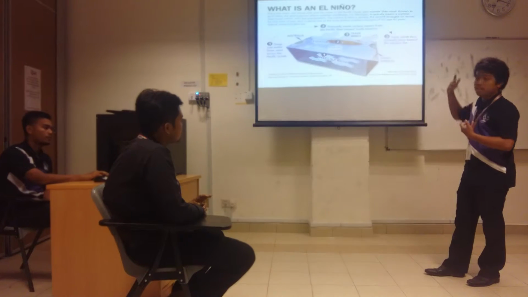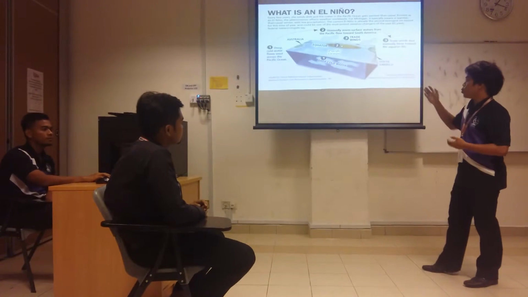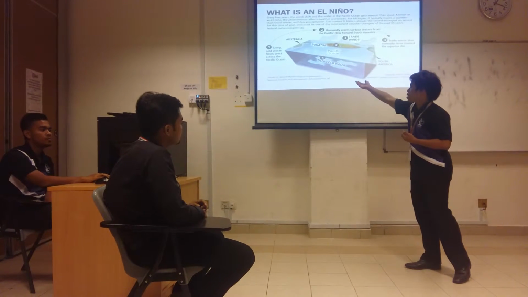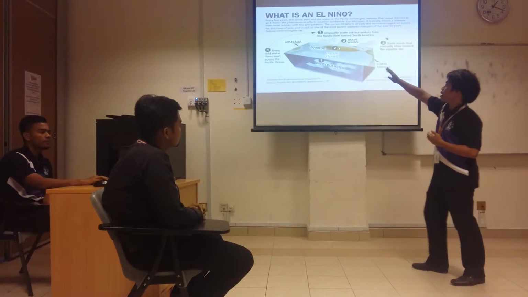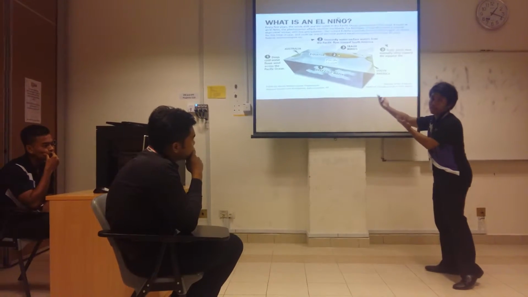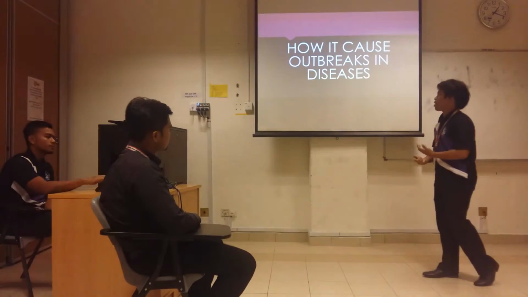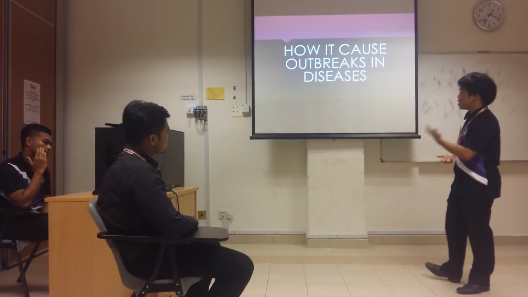We go on to this is what El Nino does, how El Nino occurs. The deep cold water flows west across the Pacific Ocean and comes to South America, and this low humidity air will cause the effect to Malaysia. We move on to the next slide, and how it causes outbreaks of disease.